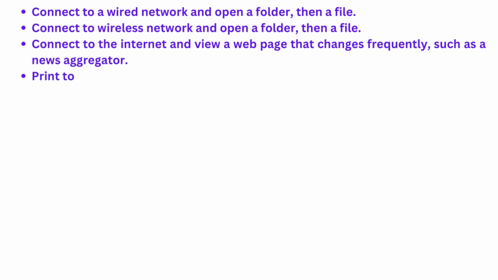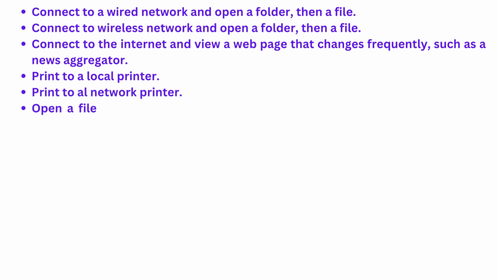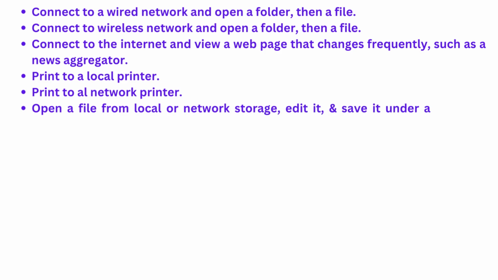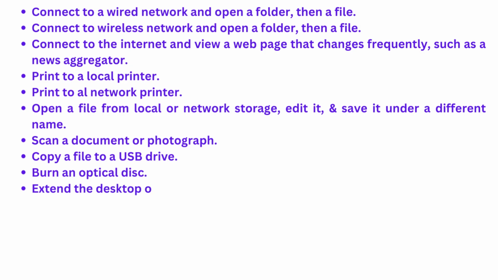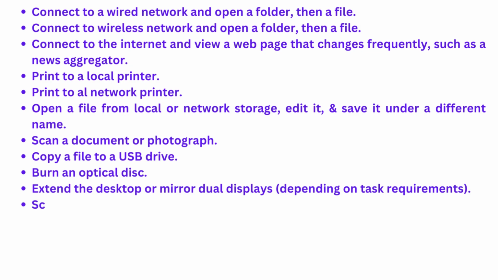Print to a local printer. Print to a network printer. Open a file from local or network storage, edit it, and save it under a different name. Scan a document or photograph. Copy a file to a USB drive. Burn an optical disc. Extend the desktop or mirror dual displays, depending on task requirements.